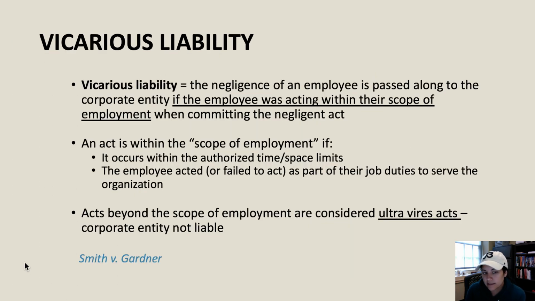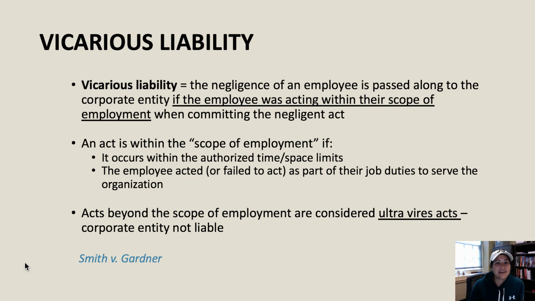So essentially, this concept of vicarious liability, which is different from strict liability that your textbook talks about this week, we'll get into that a little bit later. But vicarious liability basically says that if an employee is negligent, their negligence can be passed all the way up to the corporate entity if the employee was acting within their scope of employment when that negligent act occurred. So basically, a corporate entity can be liable in a lot of negligent situations. And I'll explain a little bit more what this means here in a minute.